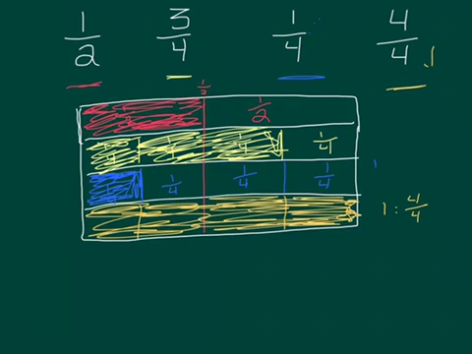And just let me rewrite what each fraction strip value is so we keep them organized in our thinking. So my top fraction strip represents 1/2. My second fraction strip is 3/4. My third fraction strip is 1/4. And my last fraction strip is 4/4, or 1 whole.